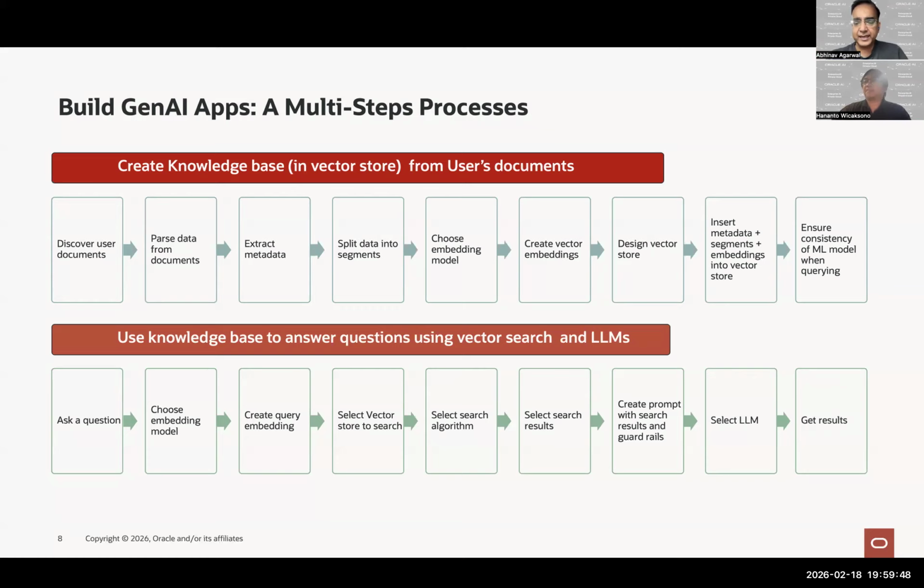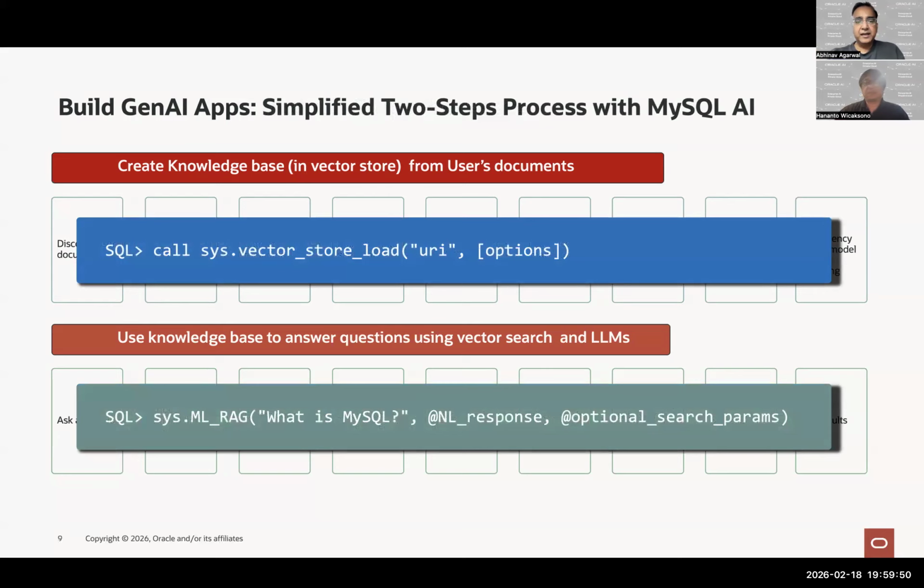What MySQL AI does is collapse and encapsulate all of these things that you have to do under the hood into one simple call. At the top, if you see this one simple call of a vector store load, it is going to take the documents from your file system, give it any options that you want to, and these are strictly speaking optional options, and it will create a vector store with one call. One document or 100 documents doesn't matter.